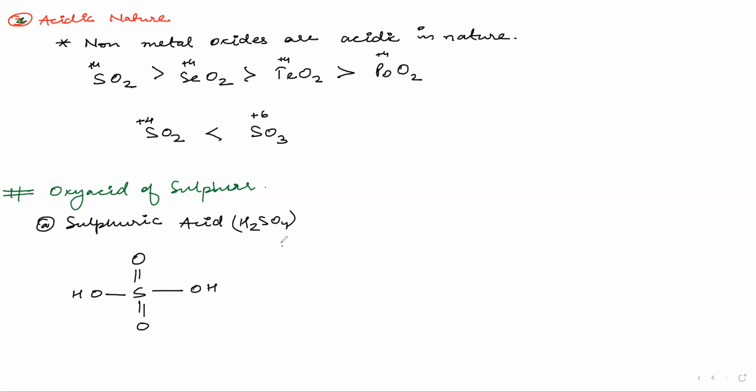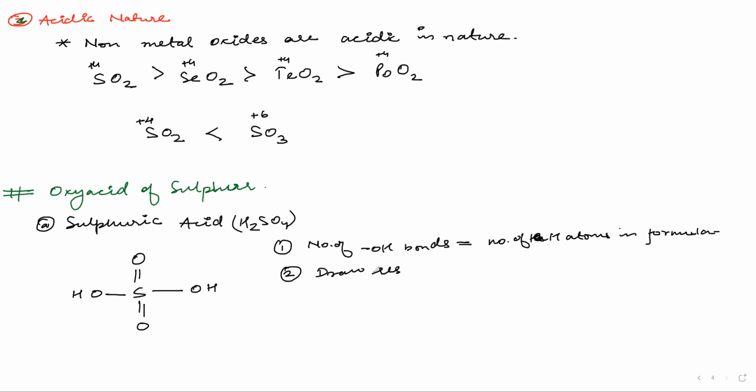So step one is: number of OH bonds is equal to number of H atoms in formula. The second step: draw the rest of the oxygens. Now, this is only when we have one sulfur atom. If we have two or three sulfur atoms, then we will have to look at the oxidation state. Please draw this. This is easy. One point that we have to write is that it is dibasic.